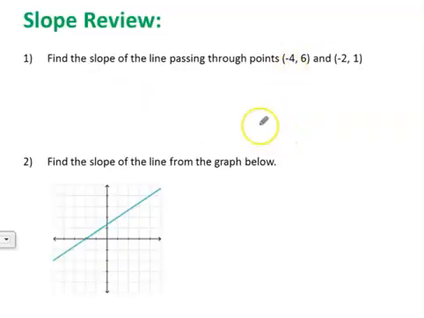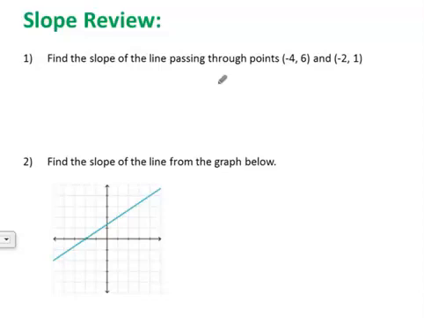All right, so let's review slope. It's probably been a while since everybody's thought about slope in math, right? So remember, slope tells us how quickly or slowly our line is rising or falling. So slope tells us how quickly we're increasing or how quickly we're decreasing. And we can find the slope between any 2 points on a graph. We just need to remember the slope formula.